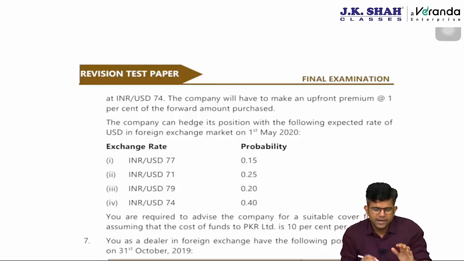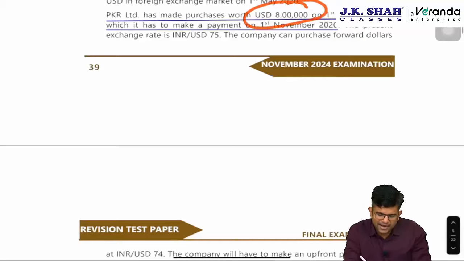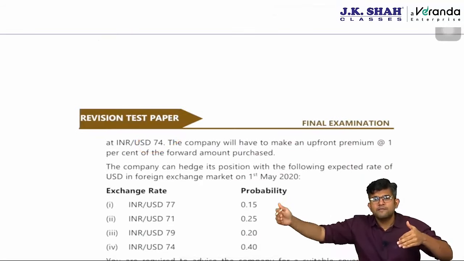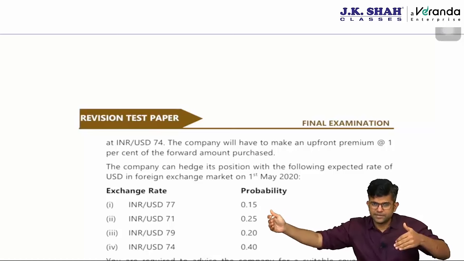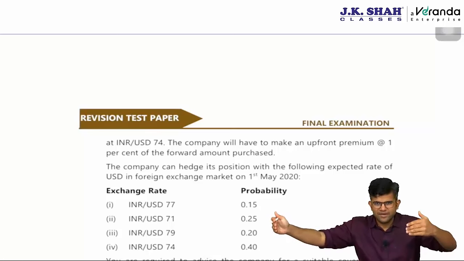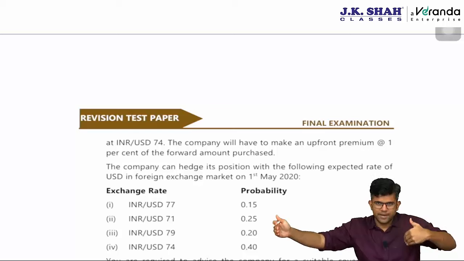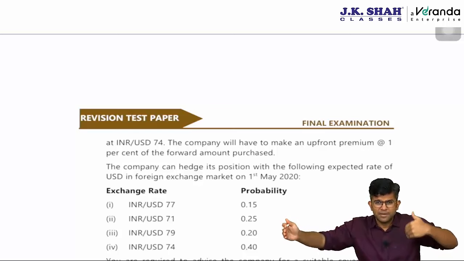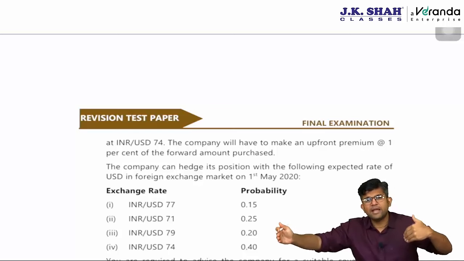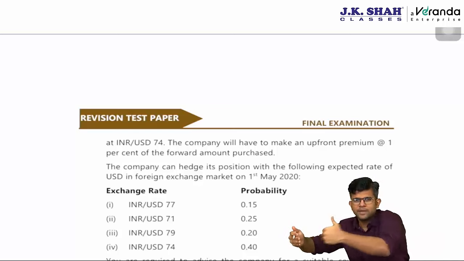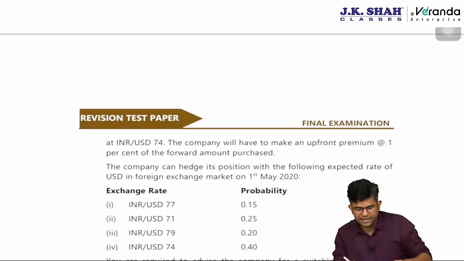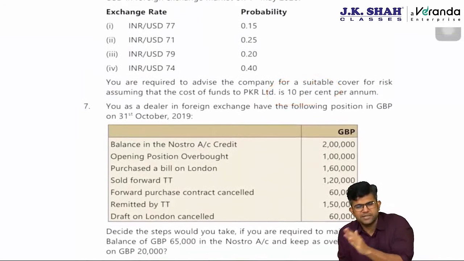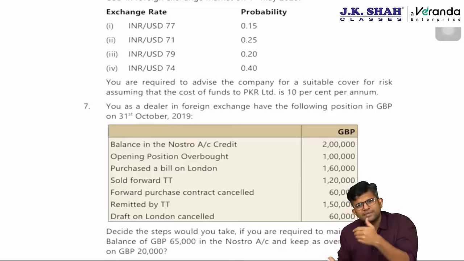What do I mean by it? Do you realize that 8 lakh into 74, this outflow will happen on 1st of November, that is after 6 months. The premium however will happen today, that is 1st of May. I can't add these two to find the total cost. So the premium that I am paying today, I will take a future value of it. I will compound it at the rate of 10%, correct? I'll compound at the rate of 10% for 6 months, bring it to future value and then I'll add it.